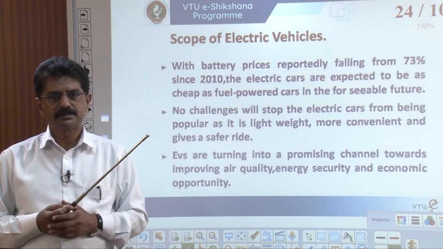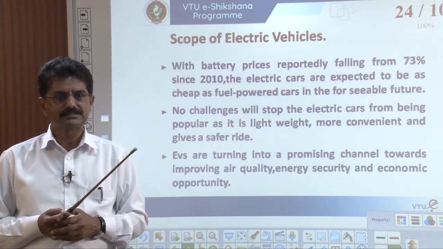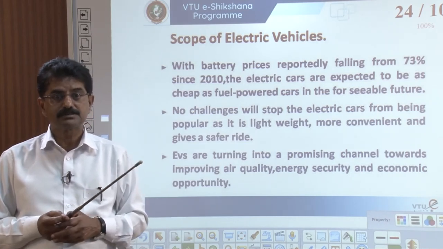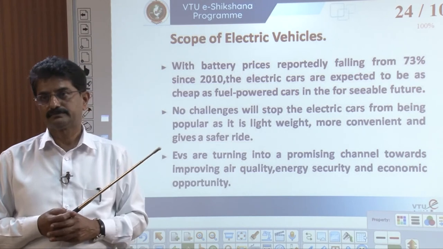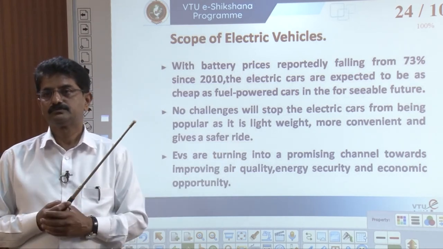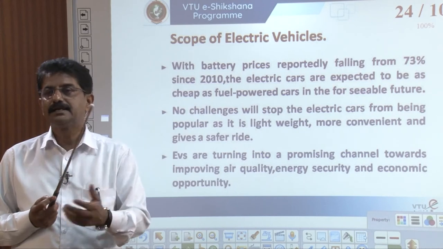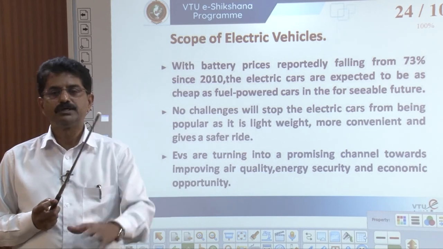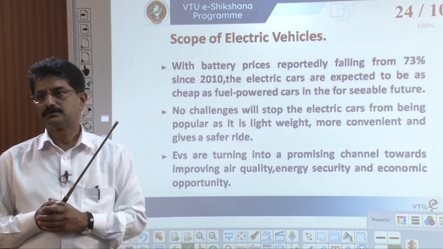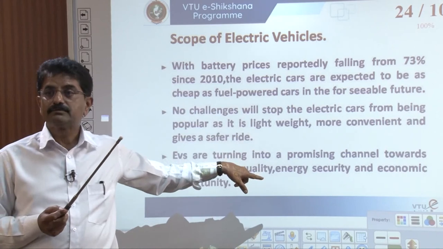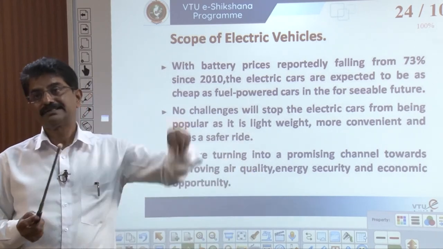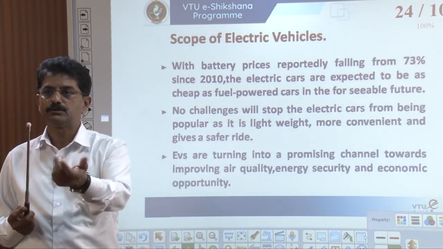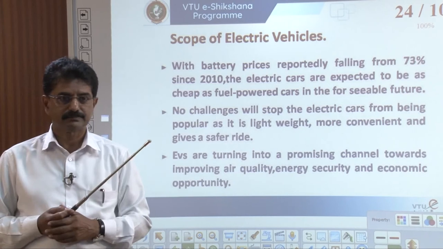With battery prices reportedly falling by 73% since 2010, electric cars are expected to be as cheap as fuel-powered cars in the foreseeable future. Just before, I told you that to drive an IC engine car for one liter, we need to drive about 20 kilometers. The cost of 1 liter of fuel is 100 rupees. Here, for the same distance, we spend about 10 paisa per kilometer. Within 1 or 2 rupees, we can cover the same distance.